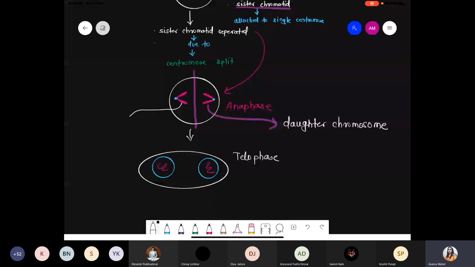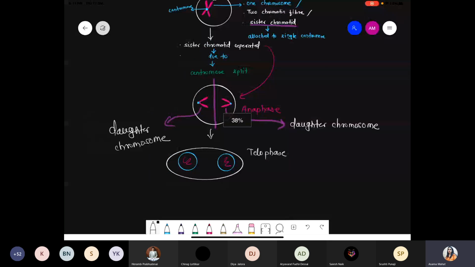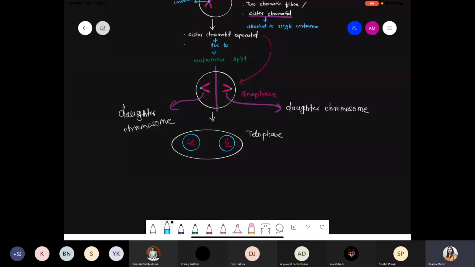Similarly, in the second cell, this one can represent a second daughter chromosome. And further, at the end of the cell cycle or the end of karyokinesis, such daughter chromosomes can further form a daughter cell.